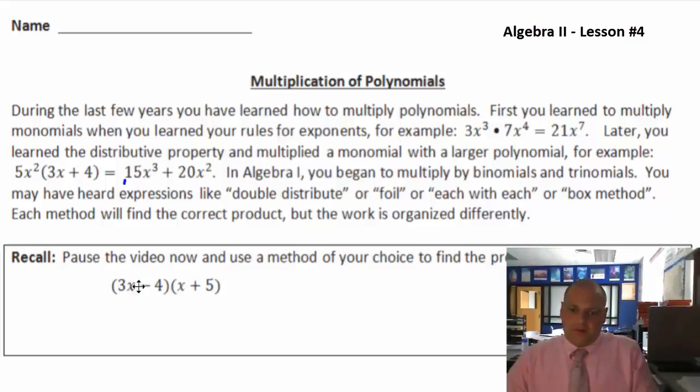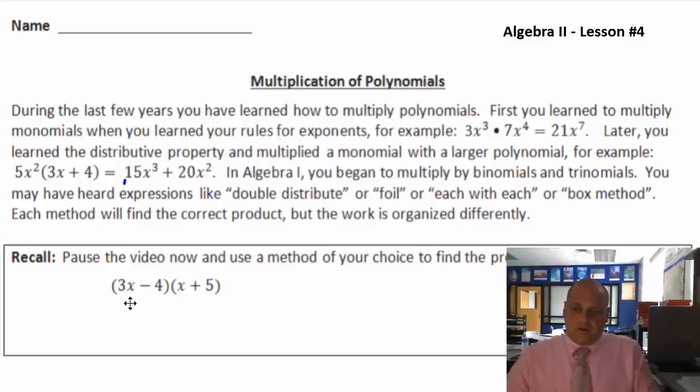3x minus 4 times x plus 5. Some of you may have learned the FOIL method, F-O-I-L. If you did, we're going to try and totally get rid of that method because that only works for binomials. It does work for this, but it's not going to work for the ones we're going to do in this class. So we're going to totally get rid of that FOIL, but really what it is, is the distributive property, and we're going to learn a new method to do more complicated ones today.